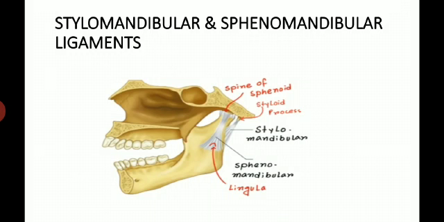It is an accessory ligament of the TMJ, arising from the spine of the sphenoid bone and extending downward to a small bony prominence on the medial surface of the ramus of the mandible called the lingula. It does not have any significant limiting effects on the mandibular movement.